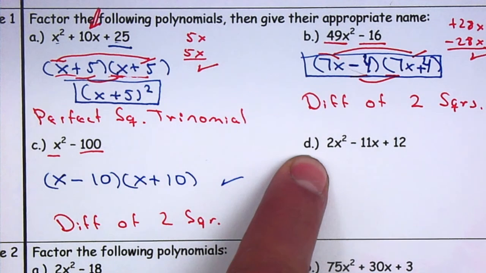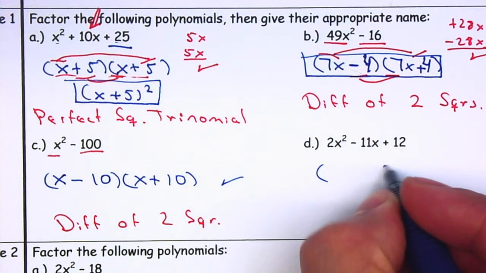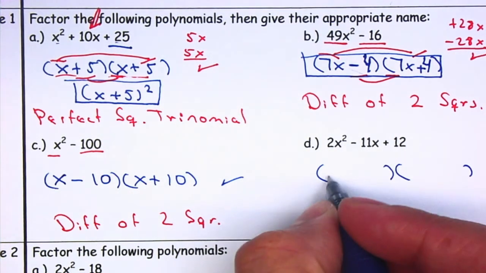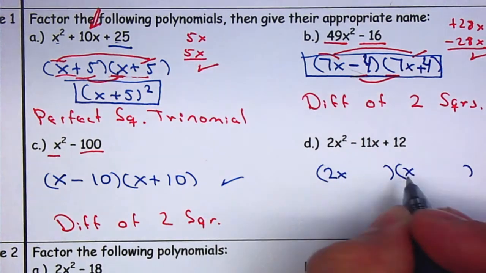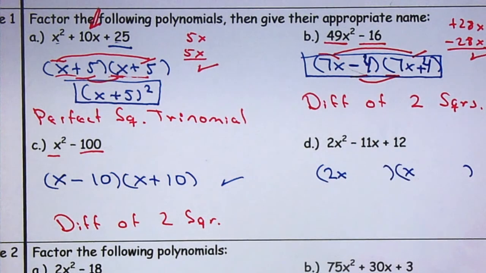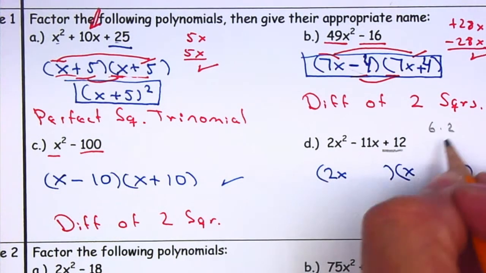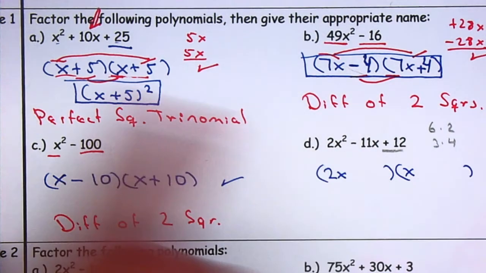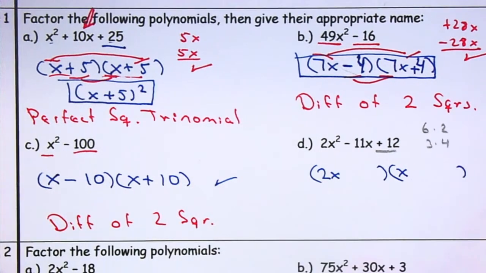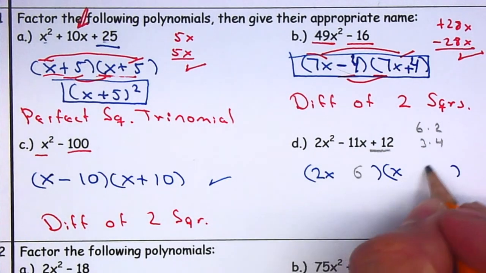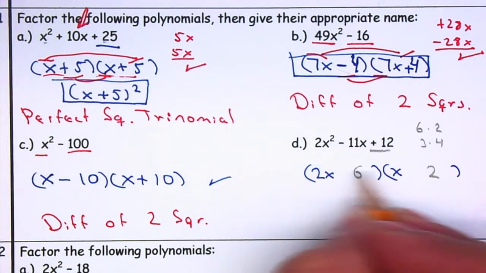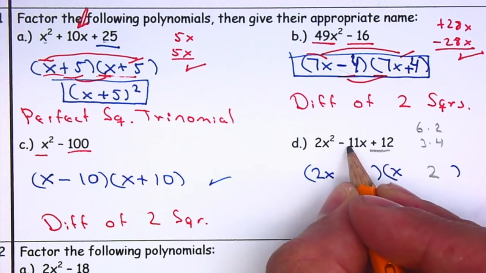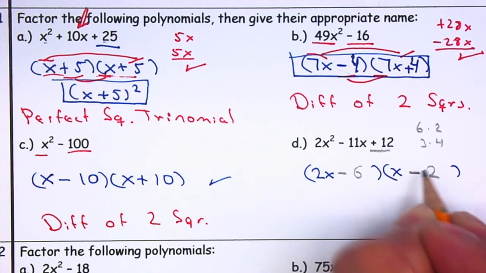Letter D. I'm going to factor this out. Factors of 2x squared will give me 2x and x. Now, factors of positive 12. I can use 6 times 2 or 3 times 4. Whenever I multiply, it should give me a negative 11. So let's try 6 and 2. 6 times 2, that's a positive, so they both should have the same sign. They need to add up to a negative number. They both should be negative.